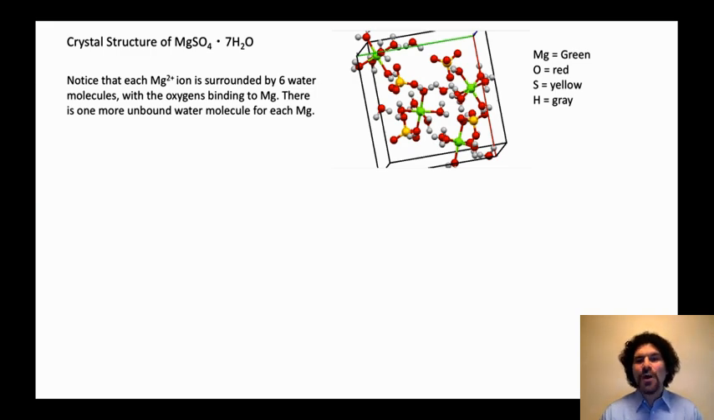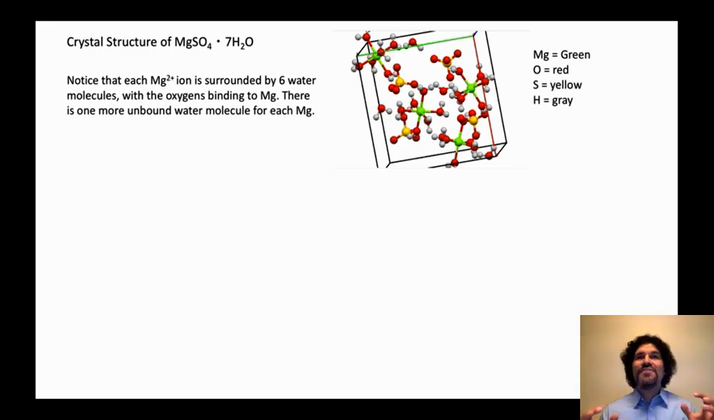Okay, so focus on one of those green balls. Those are magnesium 2+ ions. And notice that each magnesium 2+ ion is surrounded by 6 red balls, 6 oxygen atoms. And if you look at those red balls a little more closely, you will see that those are actually water molecules. So there are 6 water molecules bound to each magnesium, and then you can kind of see one more water molecule in the crystal lattice that is not actually bound to magnesium. That's how we get to 7 waters.